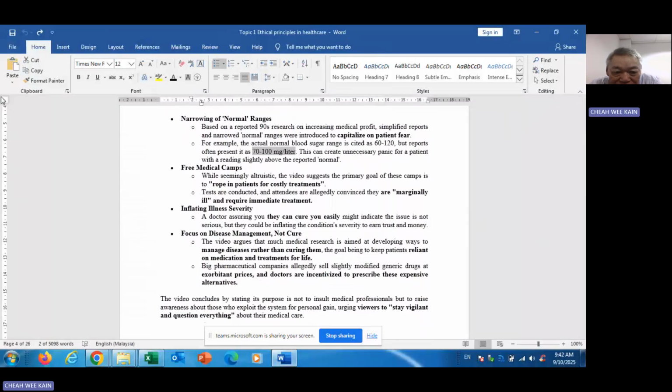Another one, free medical camp. Come, we test you, it's free. Don't worry. That's what they always say. This is basically to rope you in. Come, it's free. And then they test you and then they start to cause you panic. That is called roping in patients for costly treatments. They will always say you are marginally ill and require immediate treatment.